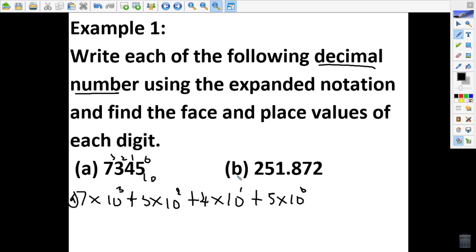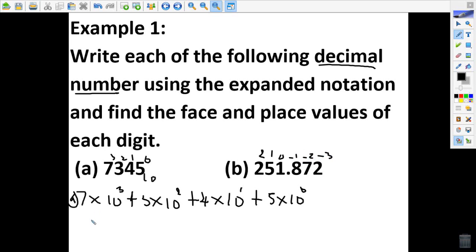Now the B, we have 0, 1, 2. Now going to the right after the decimal point, it is going to be -1, there is no 0, -1, -2, -3.